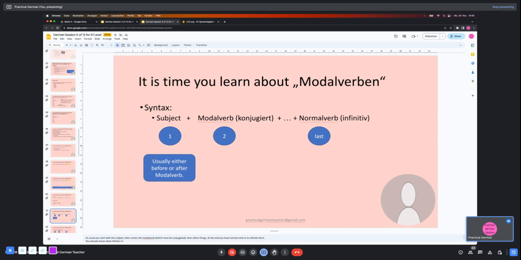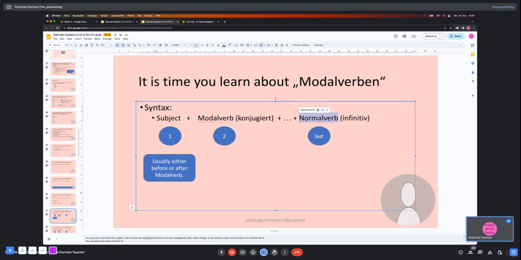I don't think they call it normal verb, but I hope you know what I mean: the actual verb of the sentence, the infinitive. It's usually after the modal verb, or after the conjugated verb. If there is something else, like a time factor, it gets pushed to the last position.